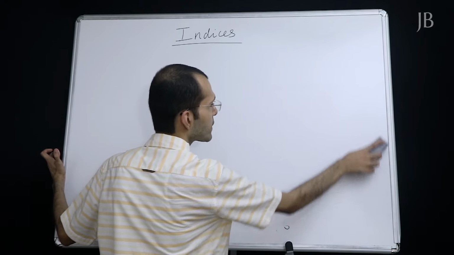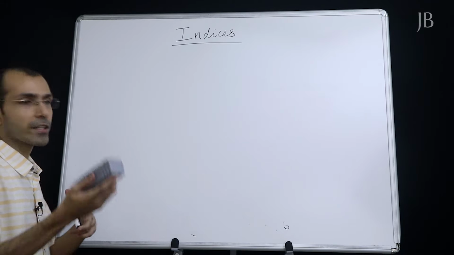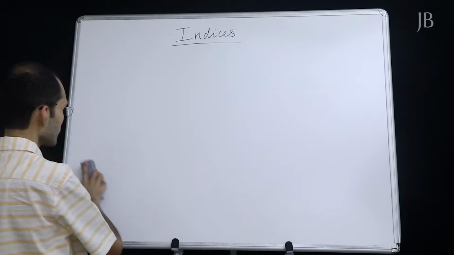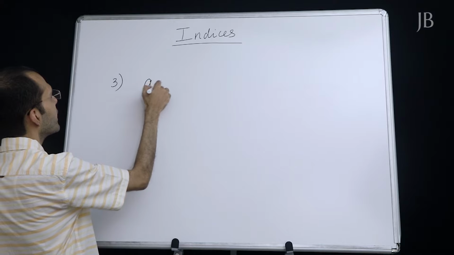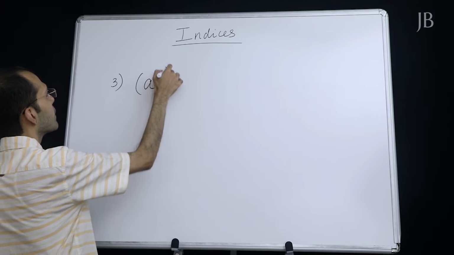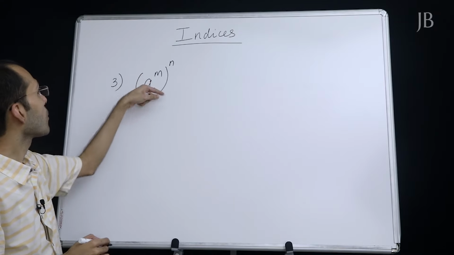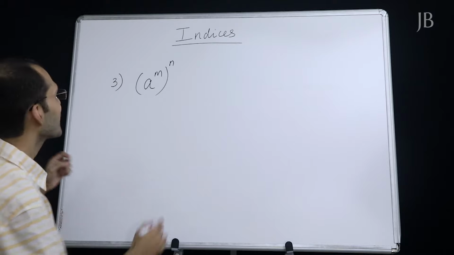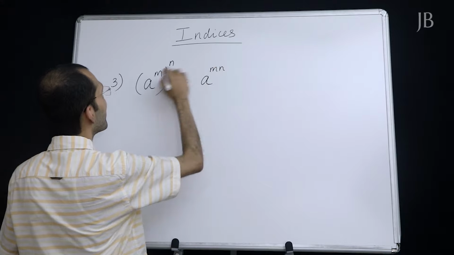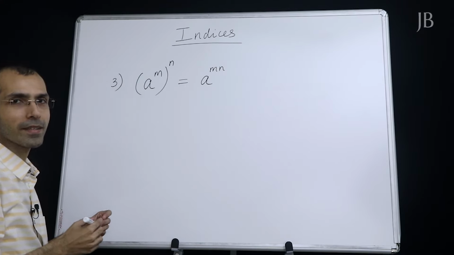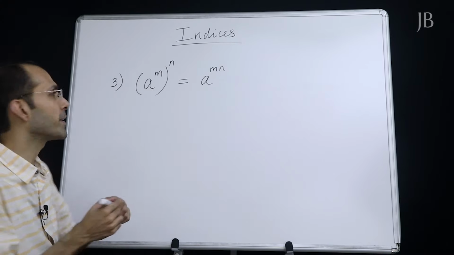So what we are doing is, here we are taking the base as the real number and your index as the rational number. Third one, a raised to m, the whole raised to n. This will be a raised to mn. The two powers will get multiplied. A raised to m, the whole raised to n, that is a raised to mn.